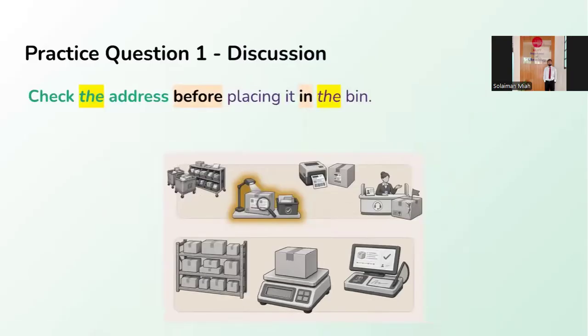That sentence included the article the twice, and it also had two main function words, before and in. Notice how each one was doing a particular job for its chunk. Before started a time chunk, before placing it, and in started a place chunk, in the bin. If you recognize the chunks of the sentence, those small words are easier to identify and recall.